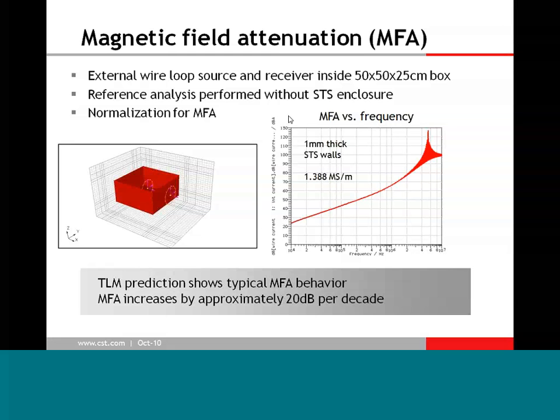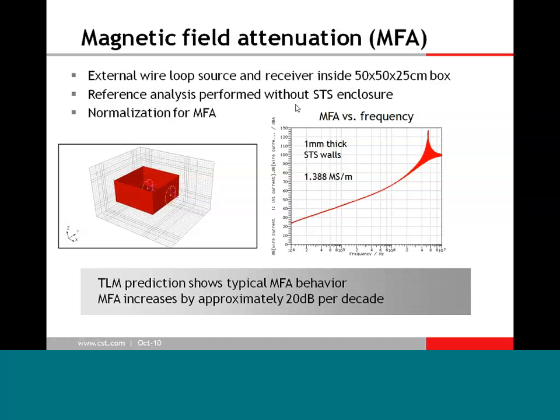So the idea is that you would first model the two loops without the enclosure present, and that gives you a reference. And then you place the enclosure between the loops, repeat the simulation, and then you can use the reference to normalize and extract the shielding performance.